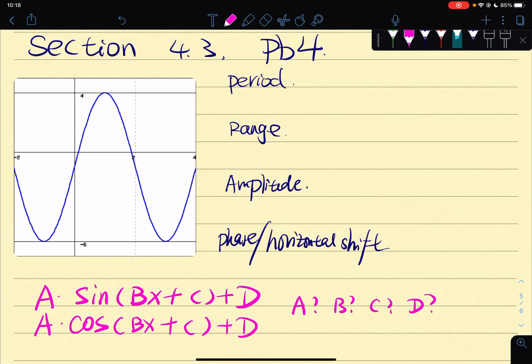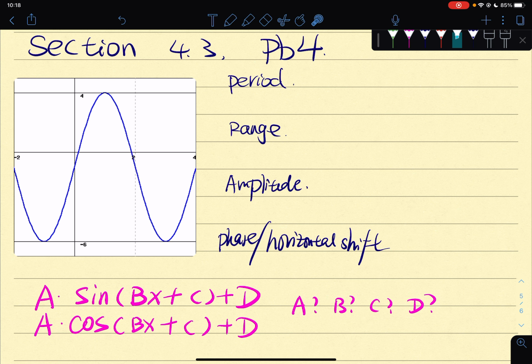In order to find those values, you are going to go backwards because we know earlier how to go from a, b, c, d to period, range, amplitude, and phase. So we're going to read the graph, find the period, range, amplitude, and phase, and find the a, b, c, d. So let's go ahead and get started.